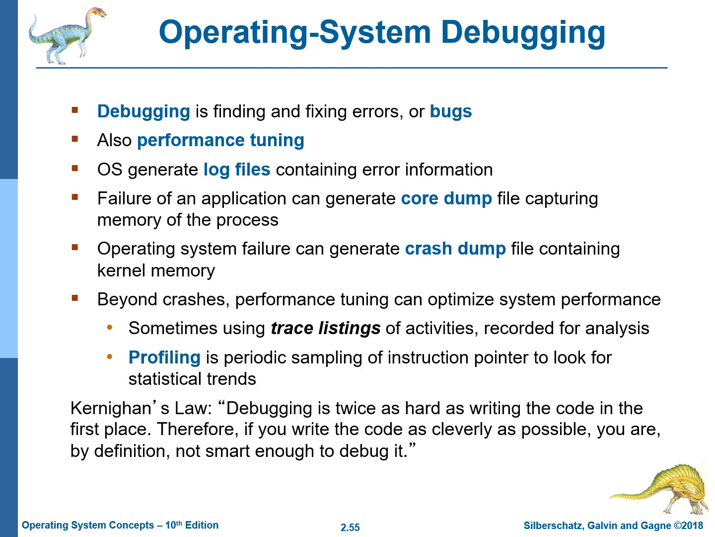Operating system debugging. Debugging is finding and fixing errors or bugs. Also performance tuning. Operating system log files contain error information, and failure of an application can generate a core dump file capturing the memory of the process. Operating system failure can generate a crash dump file containing kernel memory. It is beyond crashes. Performance tuning can optimize system performance, sometimes using trace listings of activities recorded for analysis. Profiling is periodic sampling of the instruction pointer to look for statistical trends.